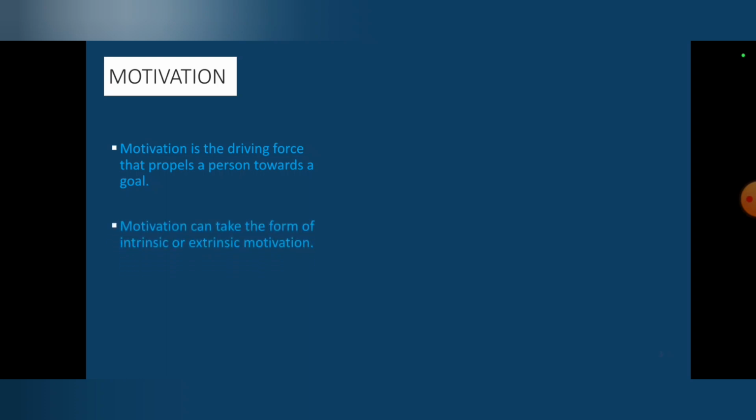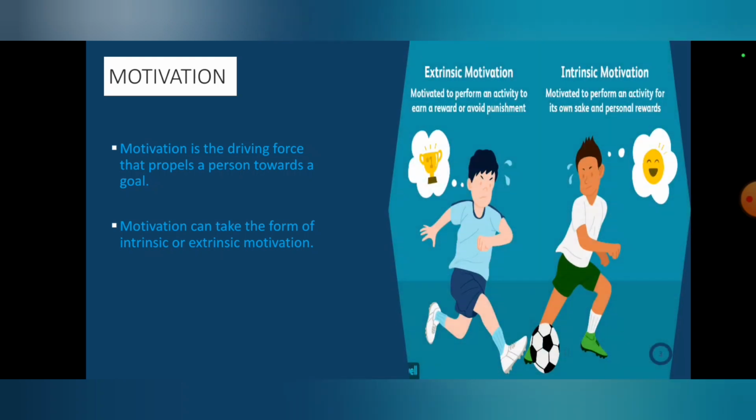Now there are two forms of motivation or two types of motivation. We have the intrinsic and the extrinsic motivation. Intrinsic motivation comes from within the person that is performing an act, and extrinsic motivation stems from external factors, things that do not have to do with the person himself but from other sources.